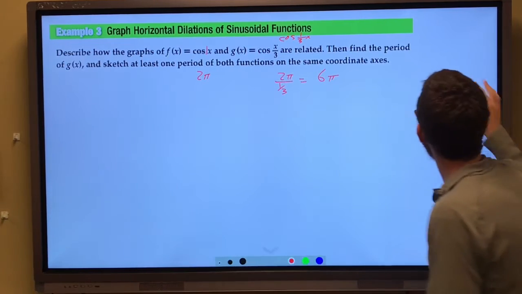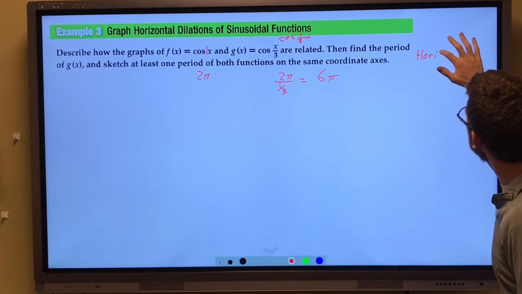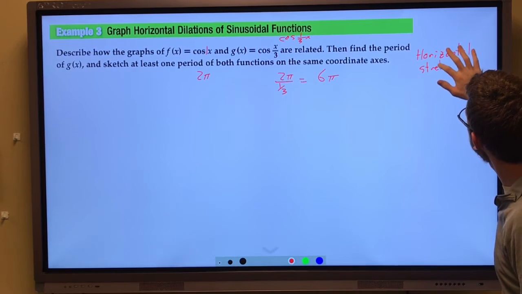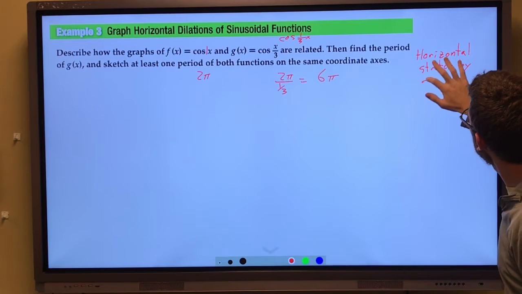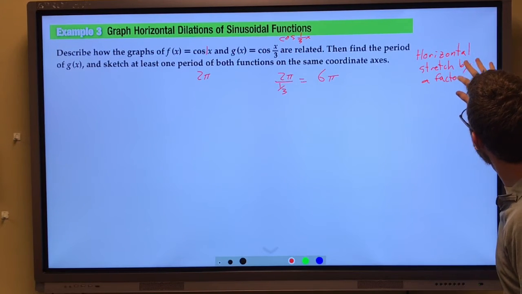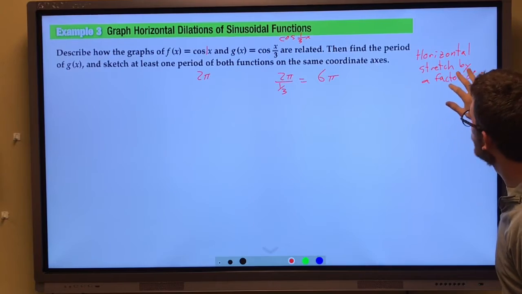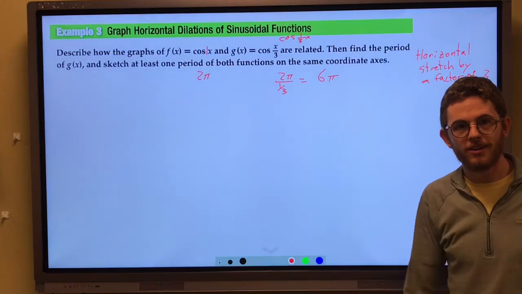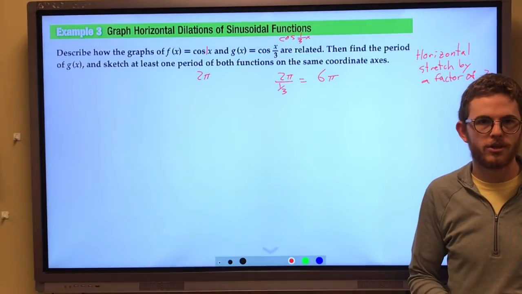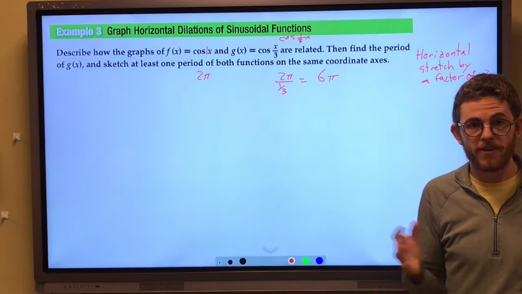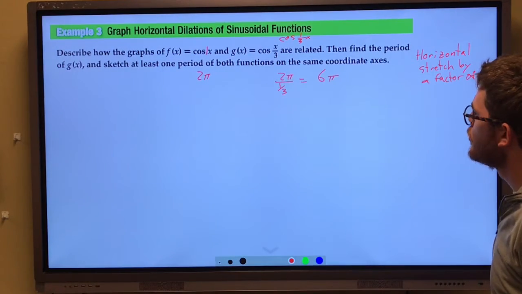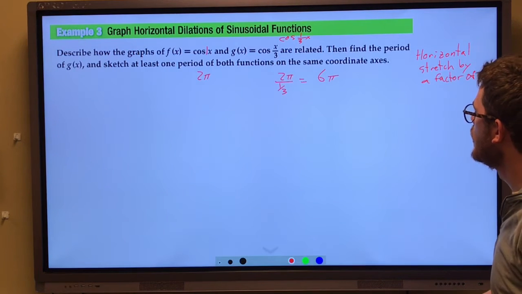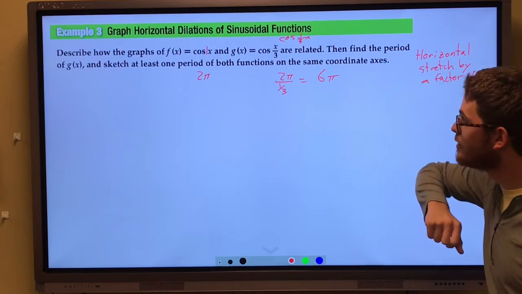So the way this affects it, essentially, we have a horizontal stretch by a factor of 3. Notice, that's what's happening. Instead of 2 pi, we've stretched it out to 6 pi. This is like a horizontal stretch by a factor of 3. So the period of our original cosine of x is 2 pi. Of this new one is 6 pi.